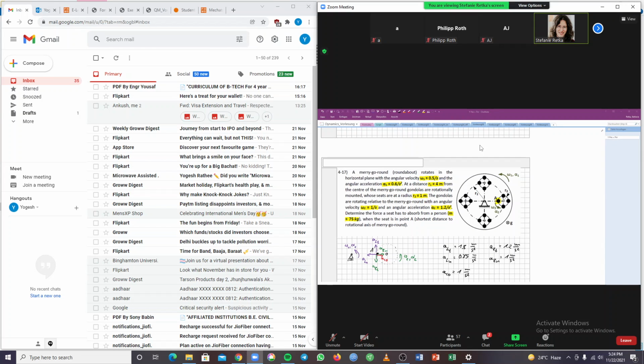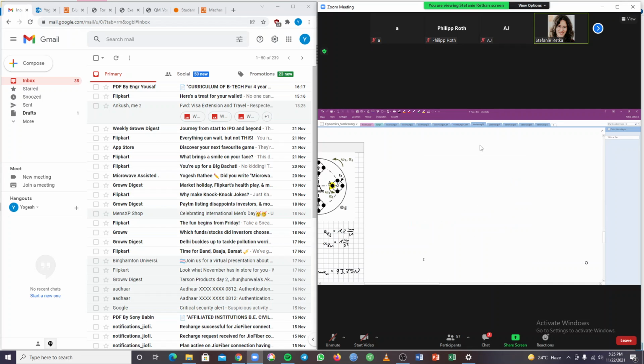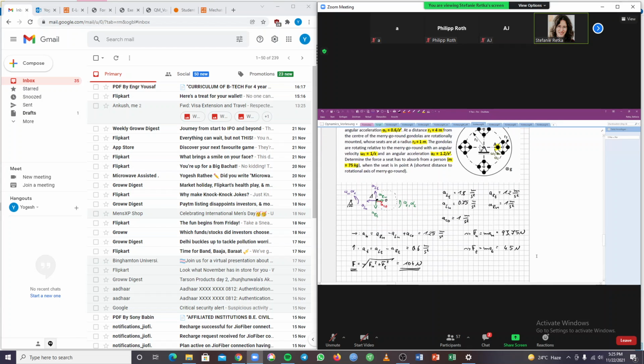Okay, then once we know the accelerations, we can build the sum of the accelerations in normal and tangential direction, and then build the inertial forces in these directions. And for the absolute force that the seat absorbs in the plane of motion, we can do the vector addition of the two forces, normal and tangential force, to obtain 104 newtons.